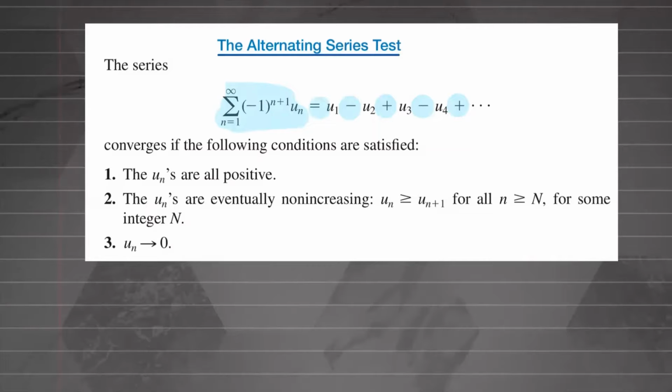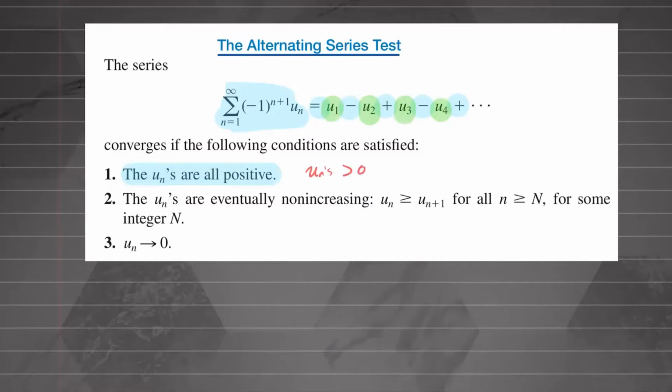You have to make sure 3 conditions are satisfied. The first condition is that your terms are all positive. So not considering the alternation, all of these terms, u sub 1, u sub 2, u sub 3, all of these terms are positive. We have to make sure of that.